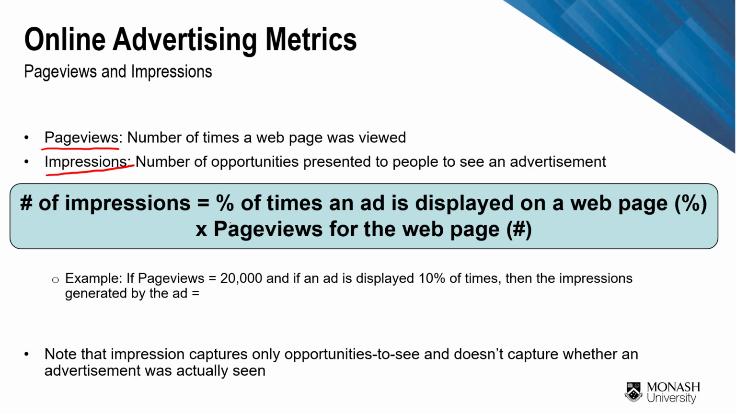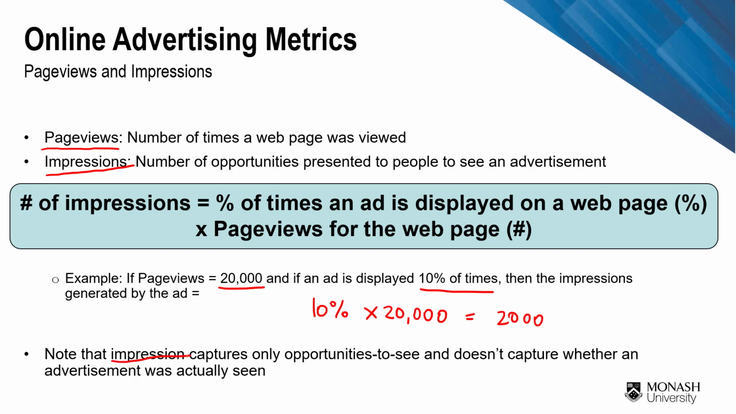So there's an example here. If there are 20,000 page views and the ad is displayed 10% of the time, as you probably see from here, the number of impressions will be the percentage, which is 10%, times the number of page views, that will be 20,000. So that will give me 2,000 impressions generated by the ads.